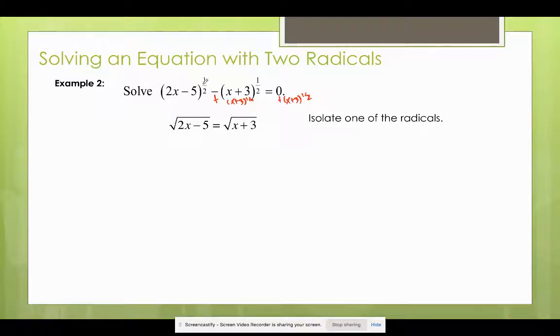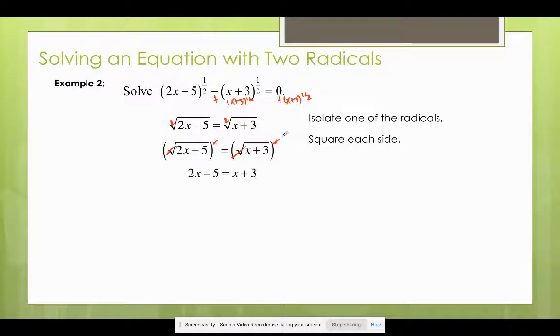Remember, 1/2 power is just the same thing as a square root. Okay, so you can either raise it to the second power or convert to square root and then raise it to whatever the root is. So this is root 2, so we're going to square each side. Okay, the square root of something squared goes away, that just unlocks everything that's inside. So we're just left with 2x minus 5 equals x plus 3. Solve for x, 2-step equation, x equals 8.